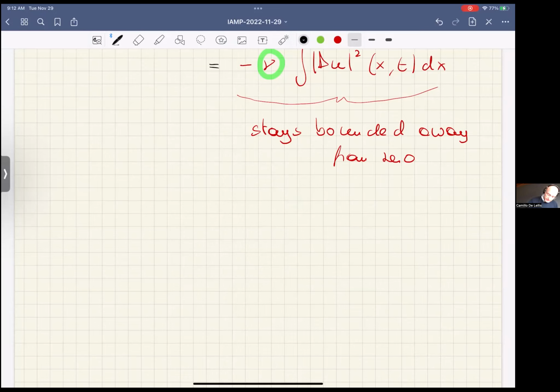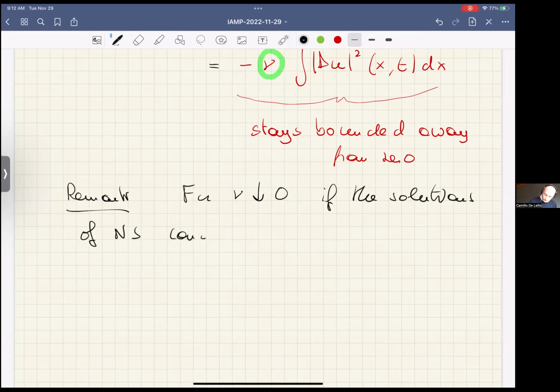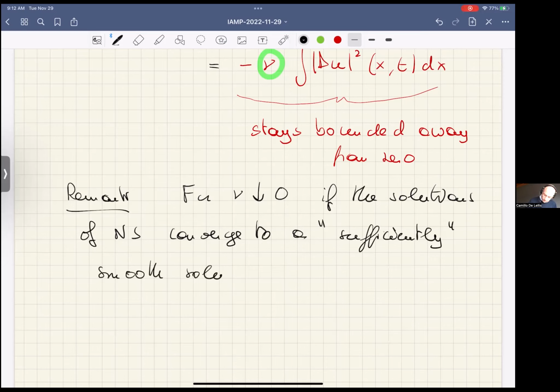Okay, so let me make the following remark. For nu going down to 0, if the solutions of Navier-Stokes converge to a sufficiently smooth solution of Euler, then of course this term is actually converging to 0.